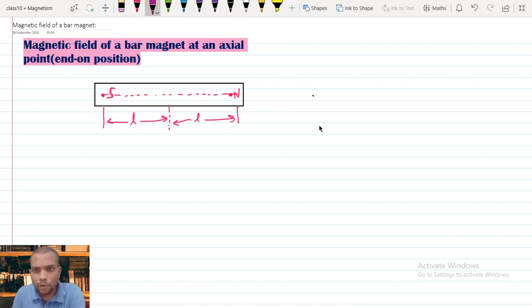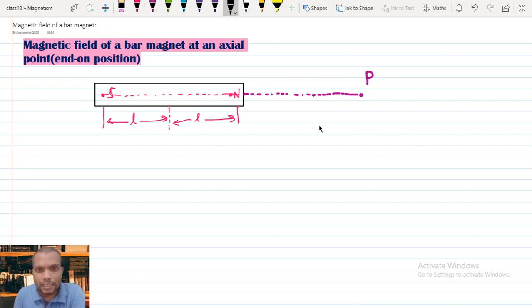Suppose I consider a point along its axis, we need to find along the axial line. Suppose I consider a point P along the magnetic axis. So this is the point location P. We need to find the magnetic force here. So just imagine that some other magnetic material might be kept here. So we need to find what is the force on that.